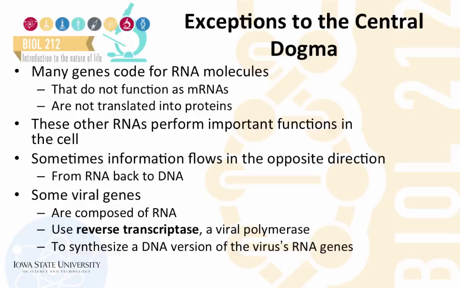Another exception is that sometimes information flows in the opposite direction, from RNA molecules back to DNA. For example, some viral genes are composed of RNA, and they use an enzyme called reverse transcriptase, which is a viral polymerase, to synthesize a DNA version of the virus's RNA genes. In this case, information is now flowing back from RNA to DNA.